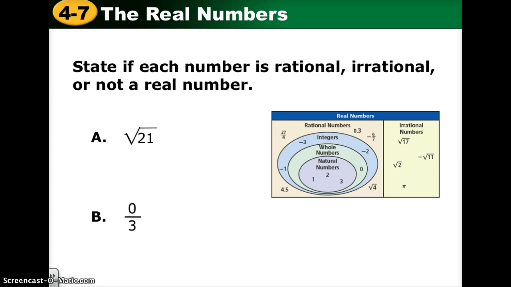Here we just want to look at rational versus irrational, or not even a real number. So square root of 21. 21 is not a perfect square, which means it's going to give us an irrational number. 0 divided by 3 equals 0, and so 0 would be a rational number. 0 can be written as a fraction. You can also see it's part of the whole numbers, integers, rational numbers group.